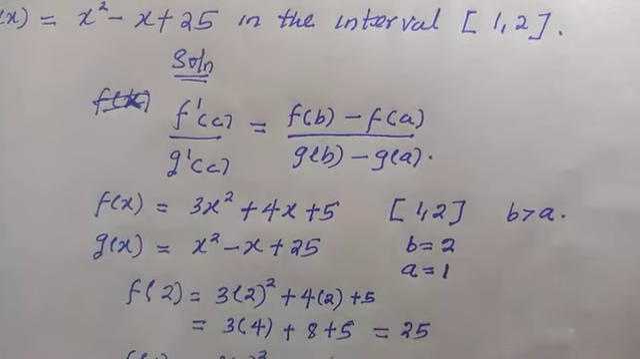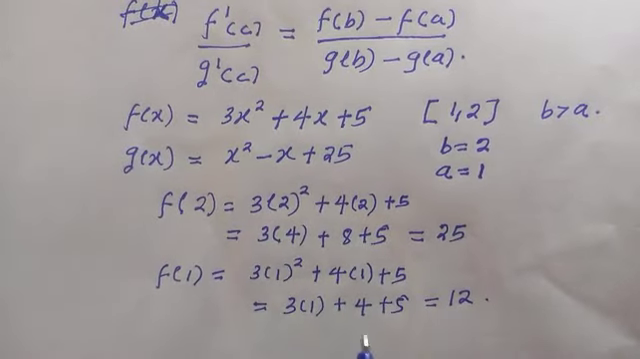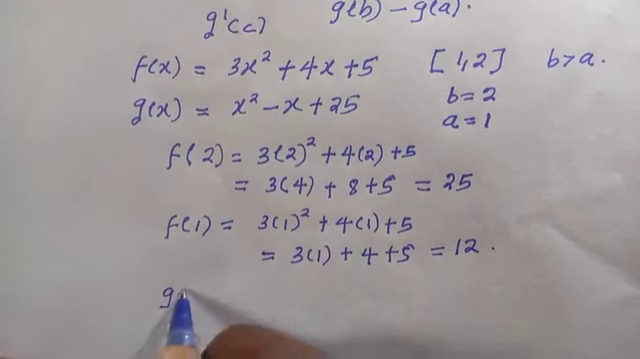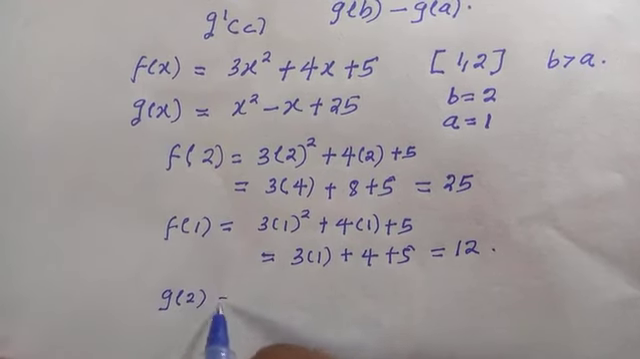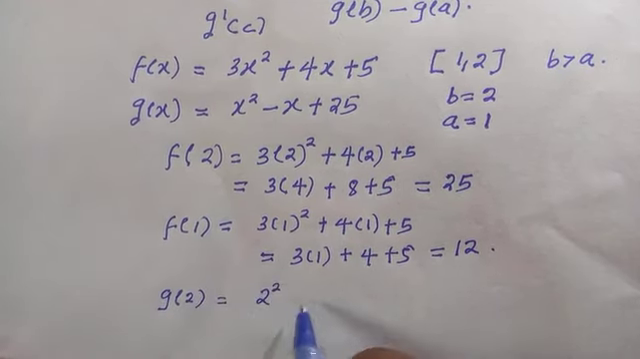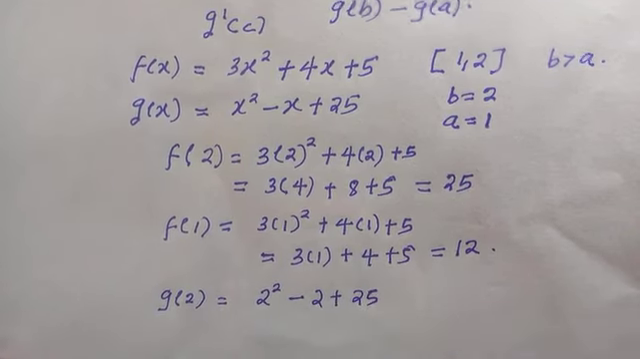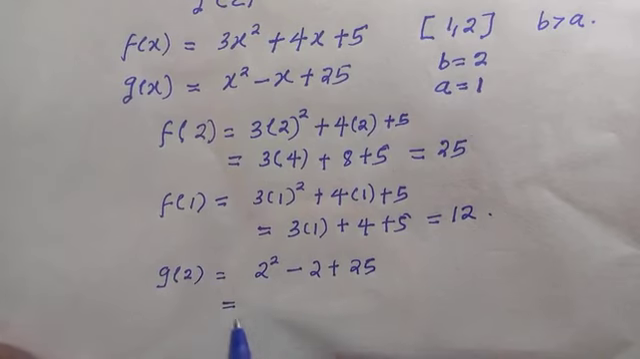And again, let's see g of b. That is, we'll be working with the function g of x now. We'll be putting the values of a and b in g of x. So let's see g of 2. G of 2 equals 2 squared minus 2 plus 25, as we are following x squared minus x plus 25.